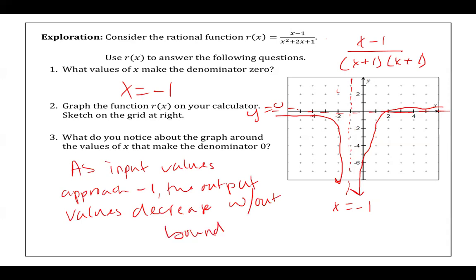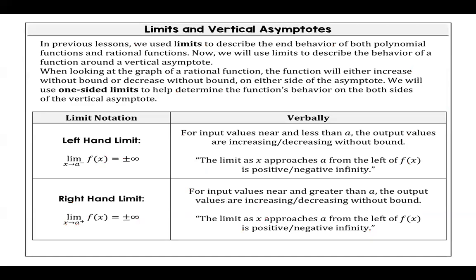Okay. And that's where we go into writing our limits. When we want to represent this mathematically, instead of using all these words, we will start writing it in limit notation. Because we said it's decreasing without bound, we would write it as the limit as x goes to -1 from the left is -infinity, and the limit as x goes to -1 from the right is -infinity.